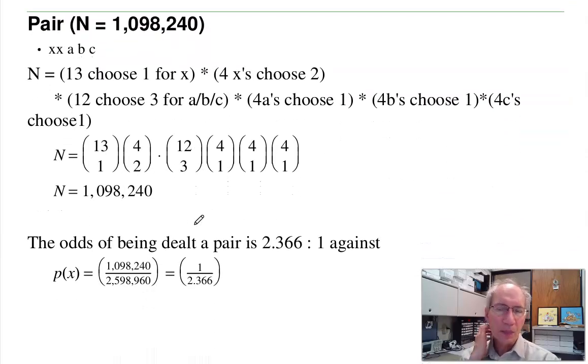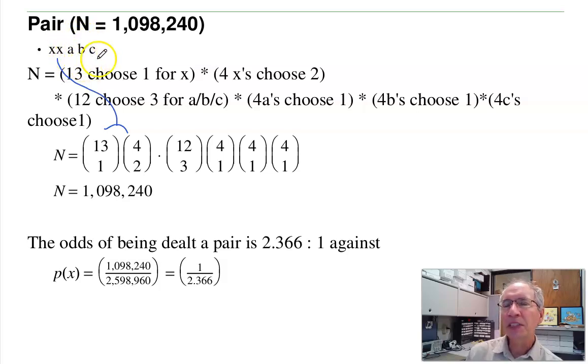Single pair. Again, note that I've got three values at the same frequency. So to do that, I'm going to first find the number of ways to get a pair. There's 13 choose 1. There's 4 x's in the deck, choose 2. So that gives me the x's.